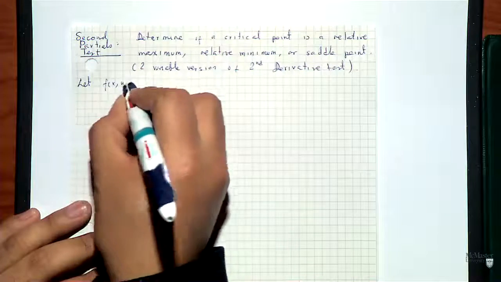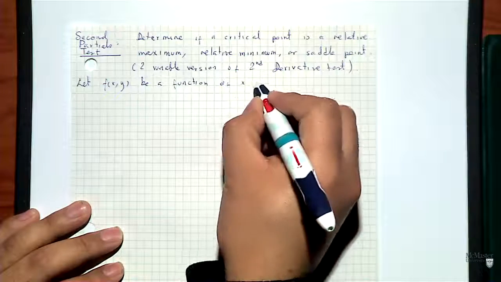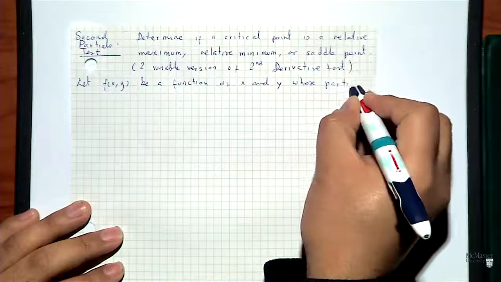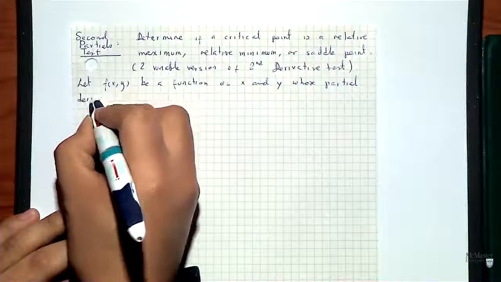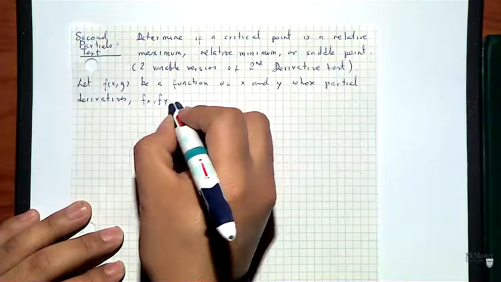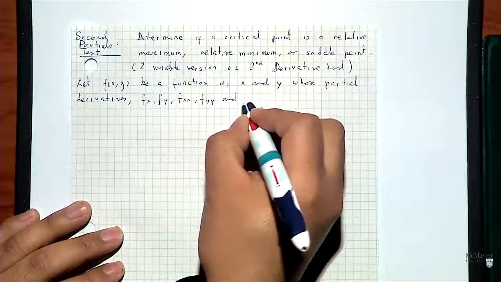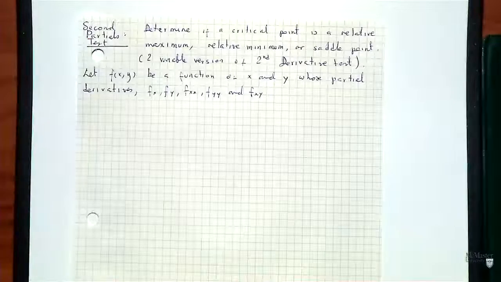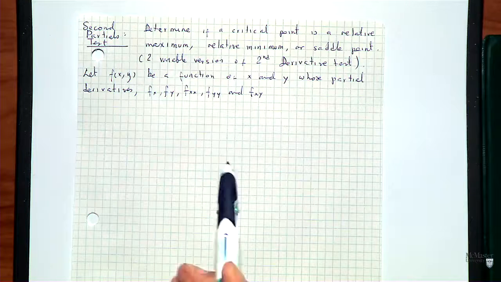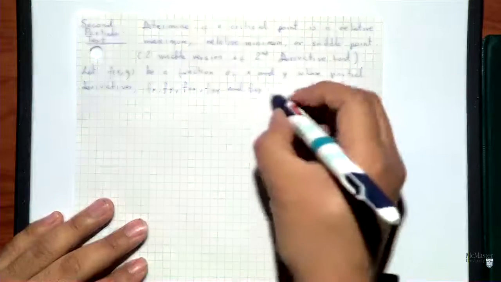Let f of x y be a function of two variables x and y whose partial derivatives exist. You have the first partials, f_x, f_y, and the second partials, f_xx, f_yy, and f_xy. Here we're in the case where the mixed partials coincide, so f_xy is equal to f_yx, and I only need to consider this one. And all of them exist.